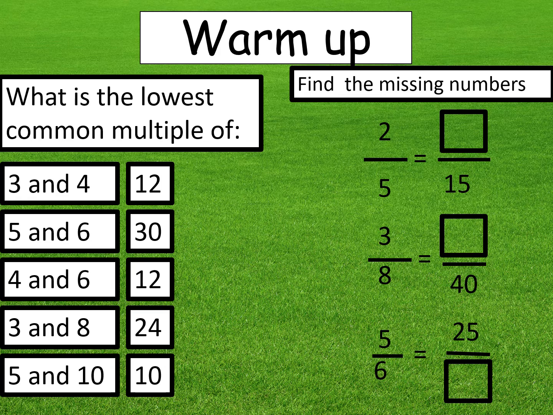Now here it's related to the equivalent fractions. Find the missing numbers. As you can see, 5 turns to become 15, so you multiplied it by 3. So what you do down, you have to do it up. So 2 times 3 is 6. 8 to be 40, you multiply it by 5. So you multiply up and down by 5. So it's going to be 15. The missing number is 15. Finally, 5 is 25. You multiply it by 5. So 6 times 5 is 30.